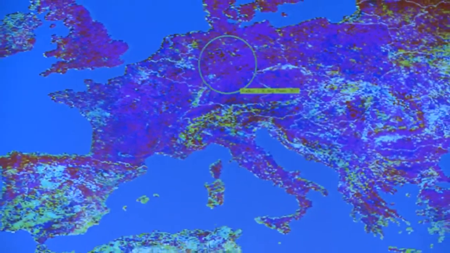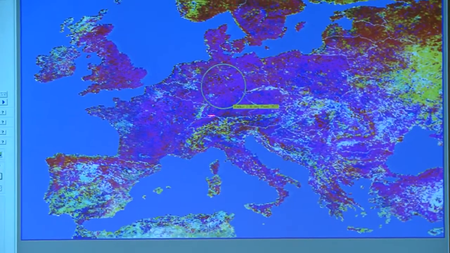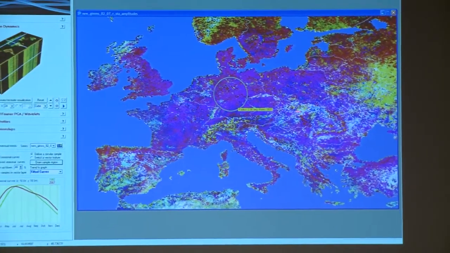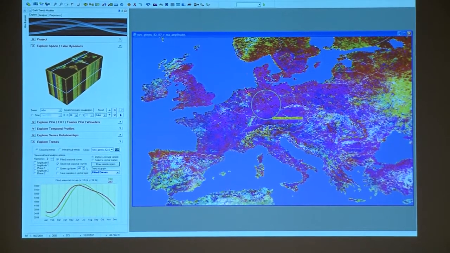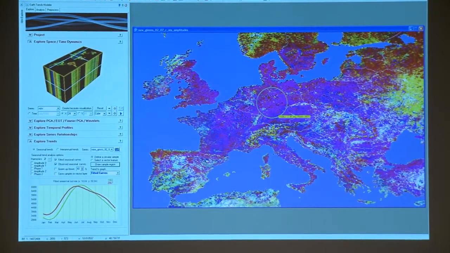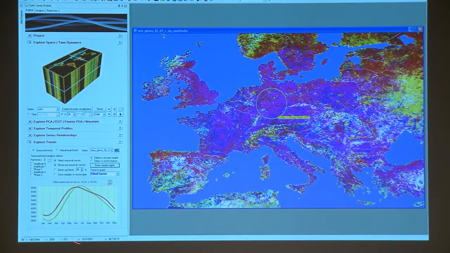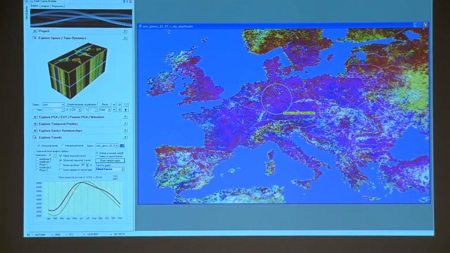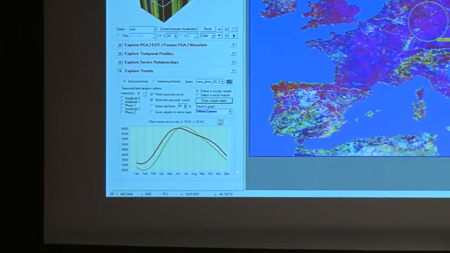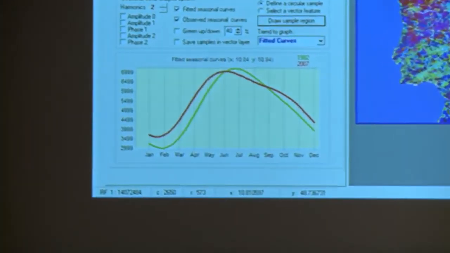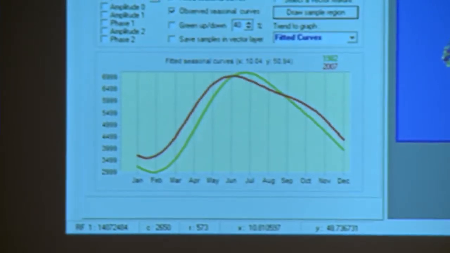So how am I using this? I'm going to use this map with my eyes to look for areas of common pattern. So I noticed that Western Europe, for example, all has this kind of magenta color here. So I've just picked out an area of interest in Germany, and by delineating that region, it then draws out this little legend. Along this axis, I have January through December, it's the year. The y-axis is a measure of the level of productivity of vegetation. And then I have two graphs. The green one represents the beginning of the series, 1982, and the red one represents the end of the series, in this particular case, 2007.